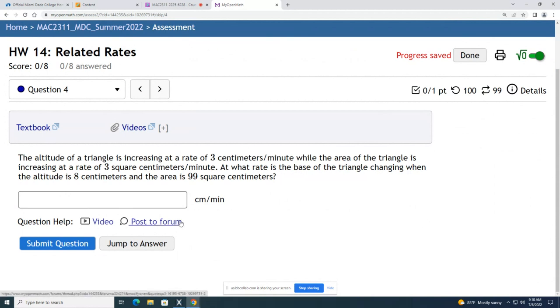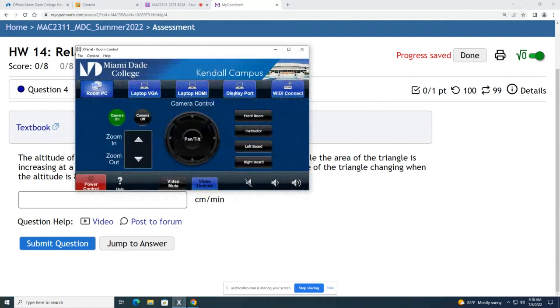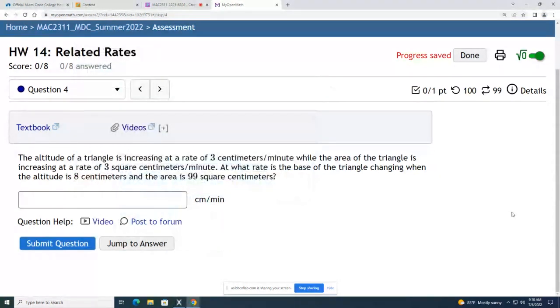Let's see. So this is a homework question. We're talking about, this is question 4 from homework 14. So homework 14, question 4. Okay. Share this.